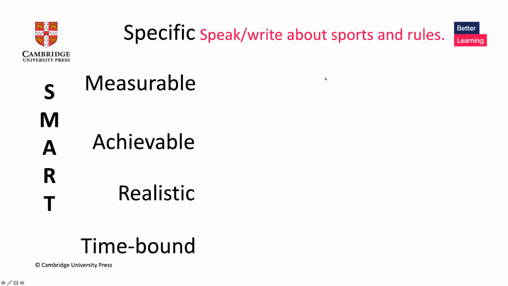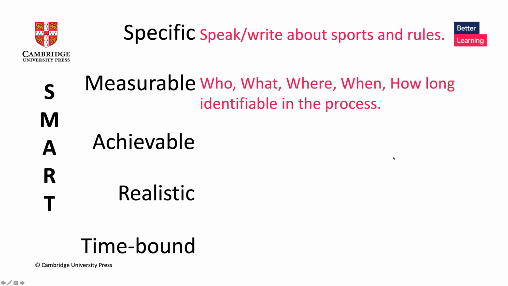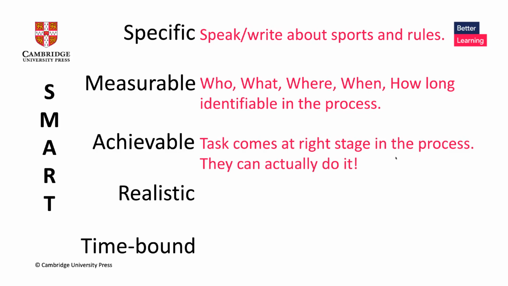It has to be measurable. So I can measure exactly the success, because I can see who did it, what they did, where they did it, when they did it, how long it took, and I can see an identifiable process. They're achievable because the task comes at the right stage in the process. They can actually do it.